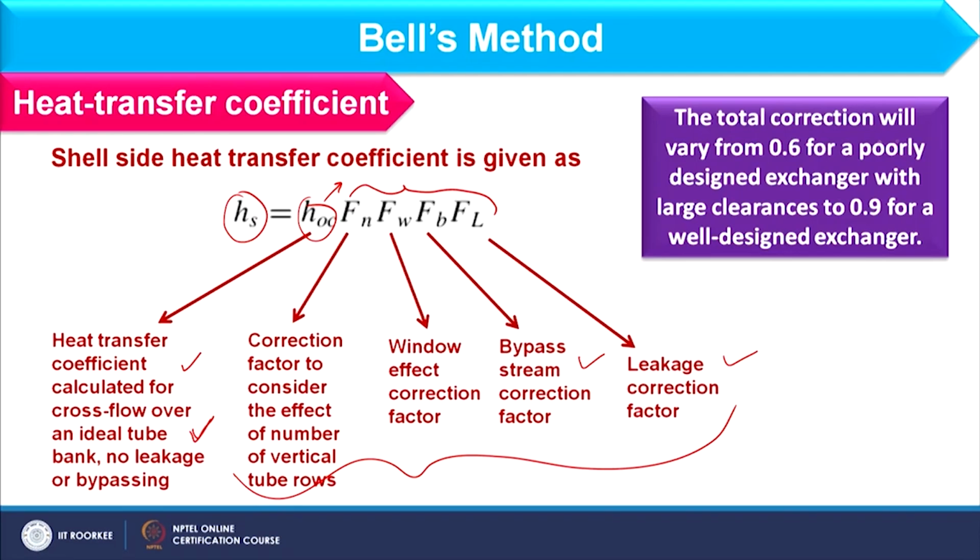So, total correction means multiplication of Fn to Fl will vary from 0.6 for a poorly designed exchanger with large clearance to 0.9 for a well designed exchanger. Okay. So, in this way we have to consider all factors along with HOC.